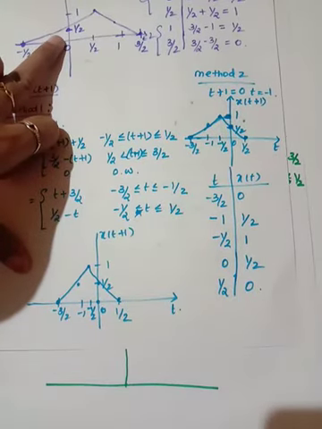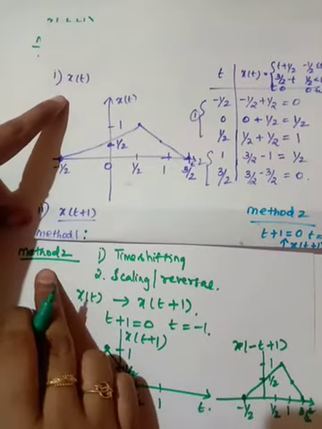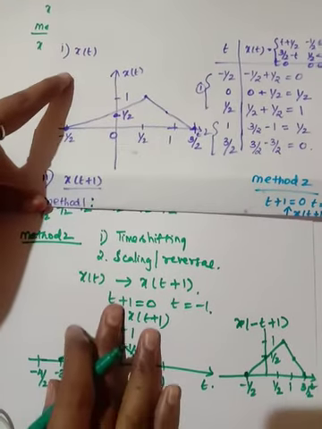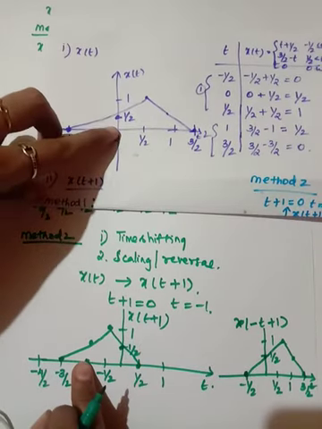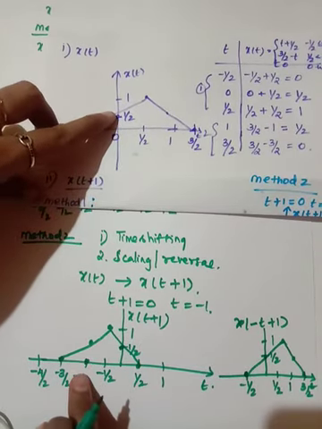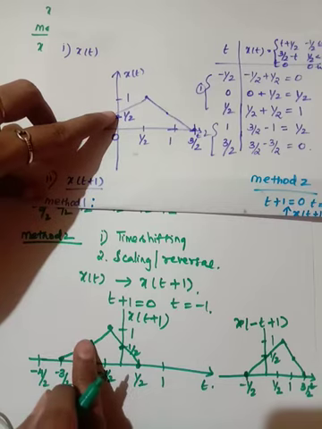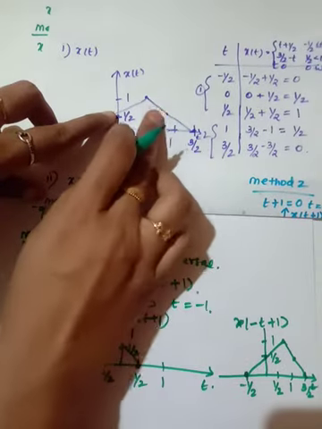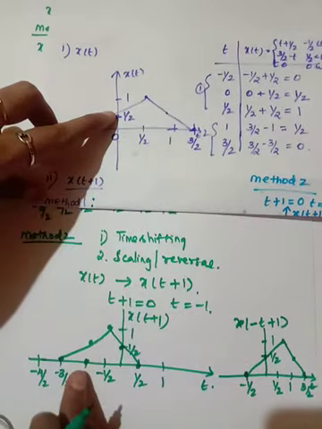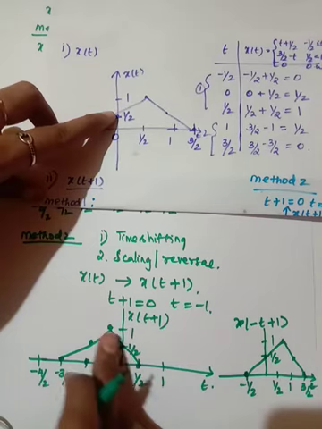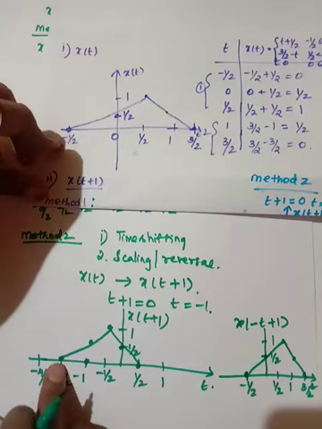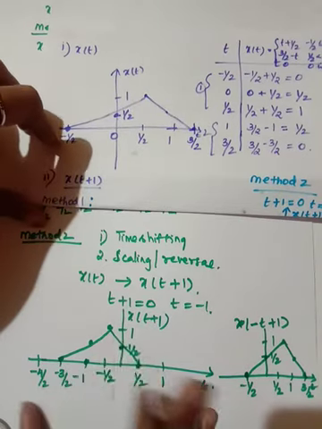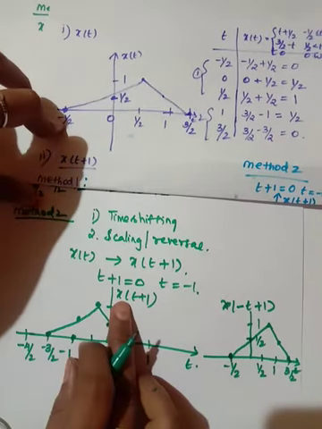Now we will do this using method 2. First I have performed time shifting. So at t equal to minus 1, the signal should start. Here the origin value is 1 by 2, and I have pointed 1 by 2 here. The succeeding values are 1, 1 by 2, 0, and the previous values are 0. So I have drawn this, and this is nothing but x of t plus 1.